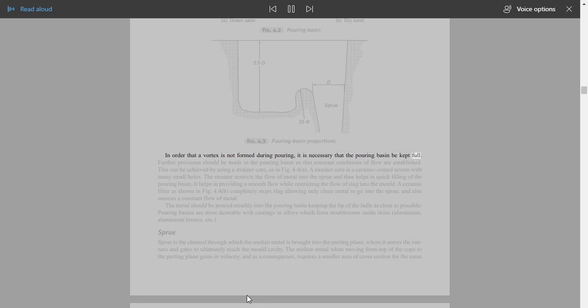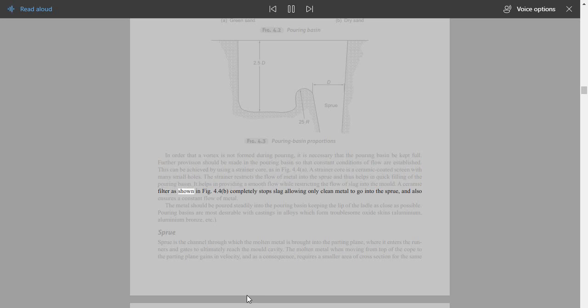basin be kept full. Further provision should be made in the pouring basin so that constant conditions of flow are established. This can be achieved by using a strainer core, as in Fig. 4.4a. A strainer core is a ceramic-coated screen with many small holes. The strainer restricts the flow of metal into the sprue, and thus helps in quick filling of the pouring basin. It helps in providing a smooth flow while restricting the flow of slag into the mold.